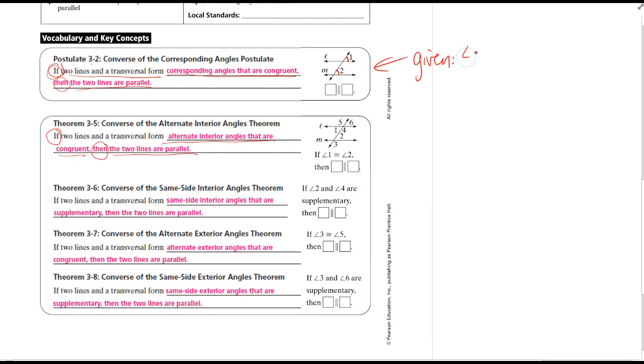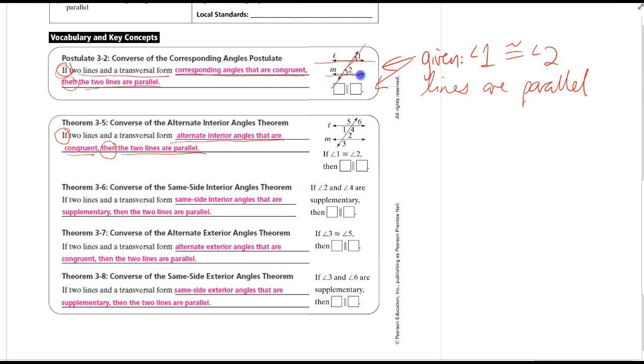I'm given that angle 1 is congruent to angle 2, and that leads me to a conclusion that the lines are parallel. Which lines? Well, if 1 and 2 are corresponding angles, then this is my transversal, and it's L with M. So here's my cursive L and an M. So those are the ones that are parallel.